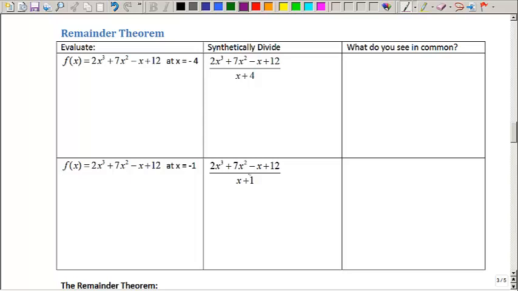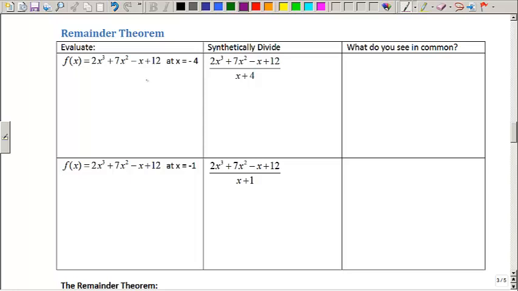The next thing we're going to talk about is the remainder theorem. But before I just tell you what the remainder theorem says, we're going to do a little bit of exploration by evaluating and dividing and seeing what we can find in common between these two processes.